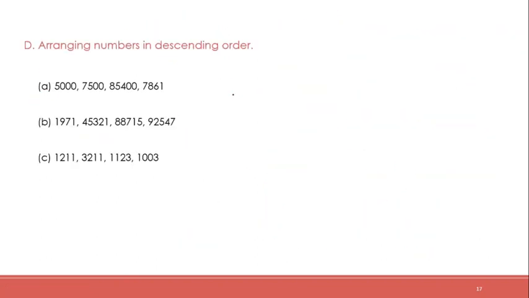Let's come to our questions. So for descending order, first question. Here we have to find the greatest number first, right? This number has 4 digits, this number has 5 digits, this number has 4 digits, and this number again has 4 digits. So this number with 5 digits will be the greatest, right? So we'll write this number first, 85400. This is the greatest number.